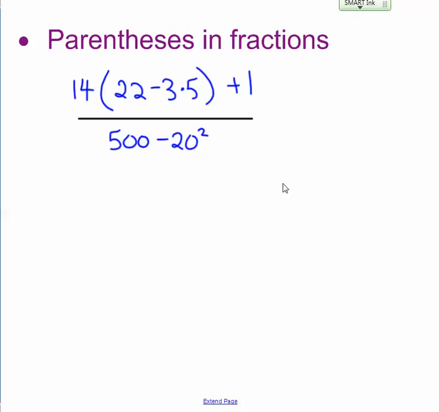And when we have parentheses in fractions, again, this is a grouping symbol, so everything on top we do in order of operations.